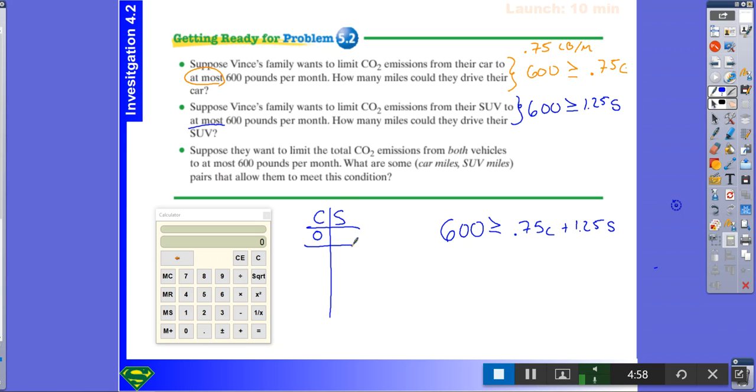Figure out how far you can go in the SUV if you don't drive the car at all. That's what this is getting at. And then turn that around. How far can you go in the car if you don't drive the SUV at all? That's what this expression is asking you to do. And then for funsies, because math is funsy, find one more point that would work. Throw in, I don't know, 200 car miles or something like that. See how far you can go in the SUV, or any other car miles you want to pick.